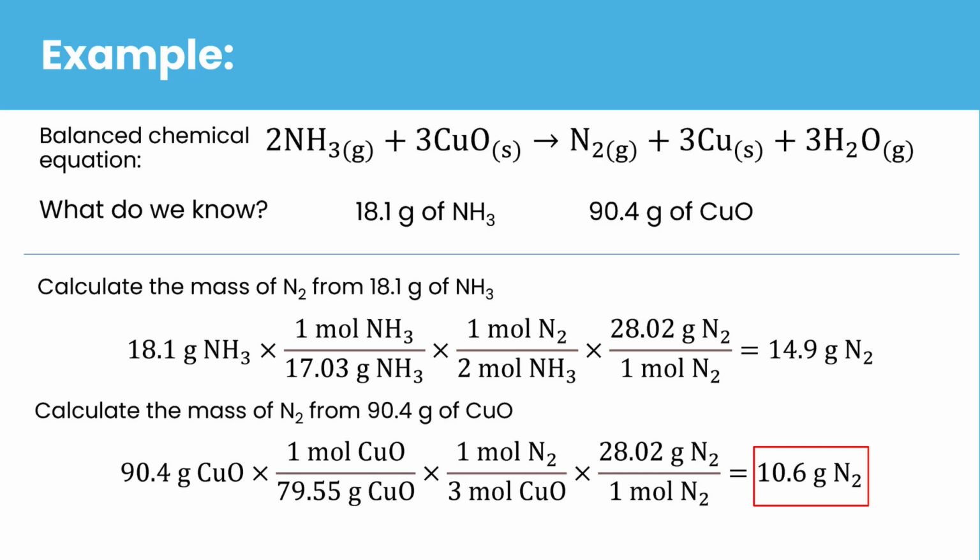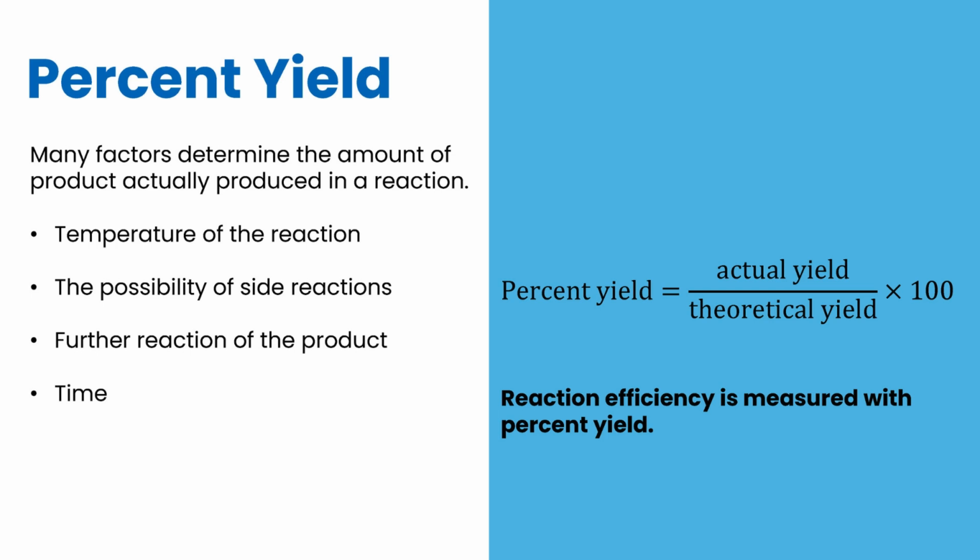But chemistry in real-world labs, they're messy. You probably don't actually get 10.6 grams, right? Almost never. Things happen. Maybe the temperature wasn't quite right. Maybe some side reactions occurred. Maybe you lost some product during purification. Maybe the reaction didn't have enough time to finish. The source lists several reasons.